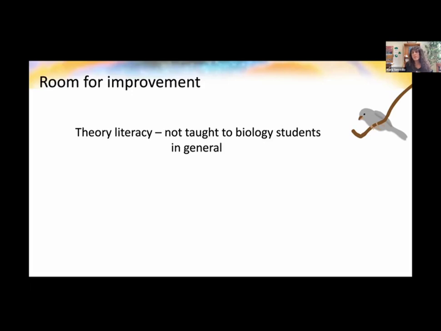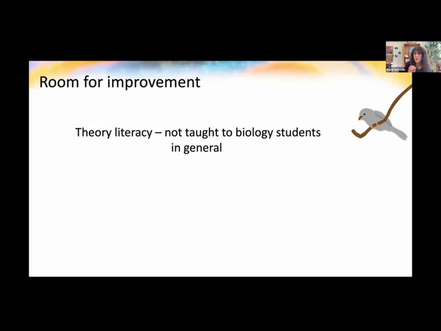So theory literacy is really low. Theory is not taught to biology students in general. I'm at UNC. We have a huge biology major, largely pre-med. I teach 3 different math modeling classes. I have enrollments of like 15 to 20, sometimes 24. I had my first class today and it was 24, which is huge.